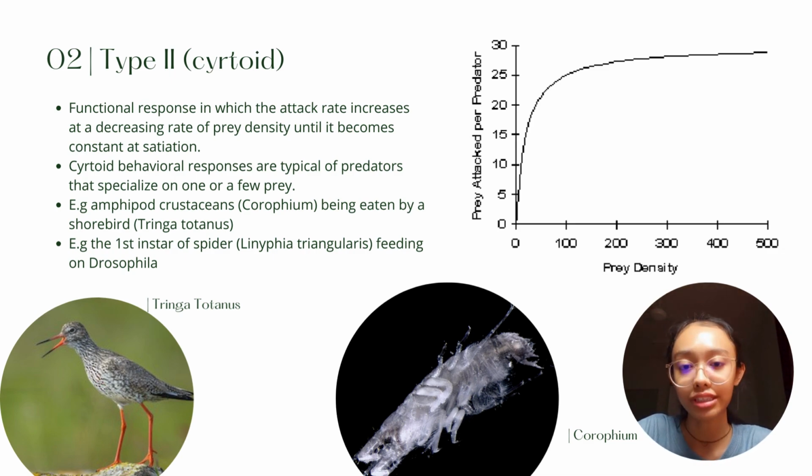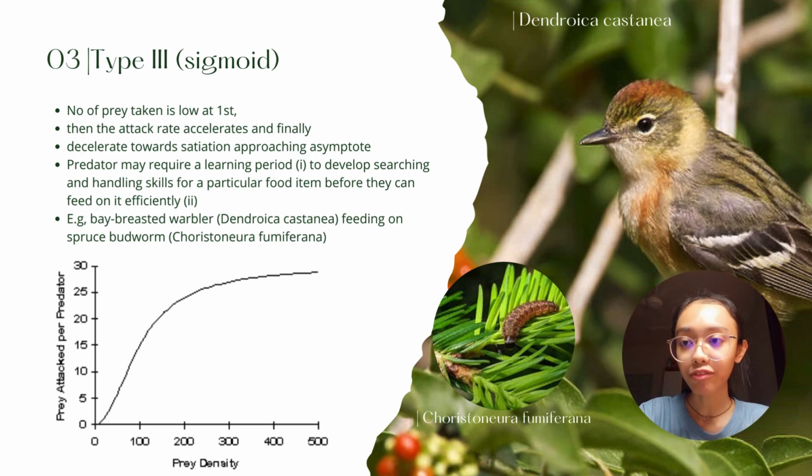And the last type of functional response is type 3. The type 3 functional response is similar to type 2, in which at a high level of prey consumed, there is a plateau. However, type 3 functional response can be distinguished by its accelerating relationship between the density of the population and the number of prey consumed. This graph increases because the predator has developed and learned a new skill to search for and attack a particular food item. The best demonstration for this type 3 functional response is the bay-breasted warbler feeding on spruce budworm.